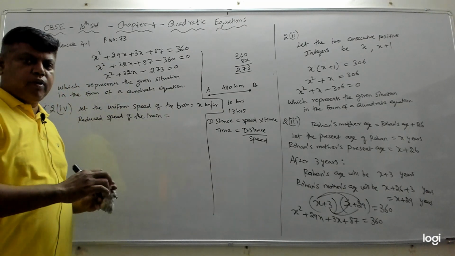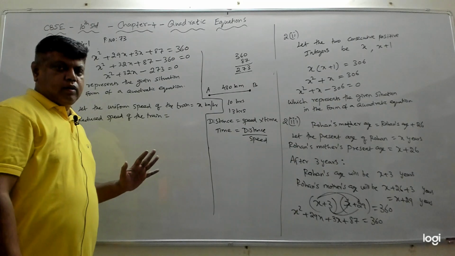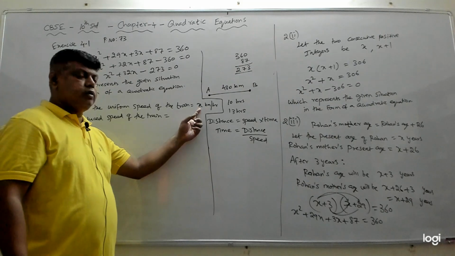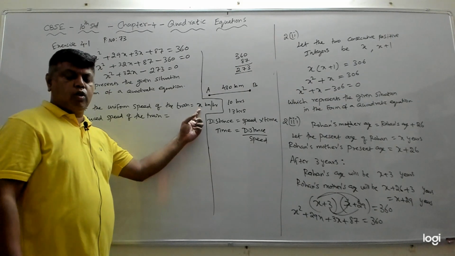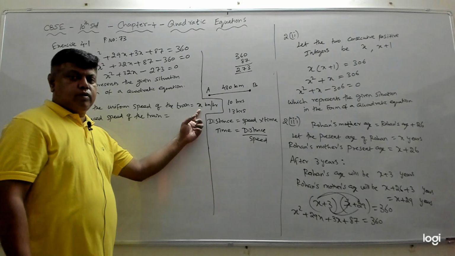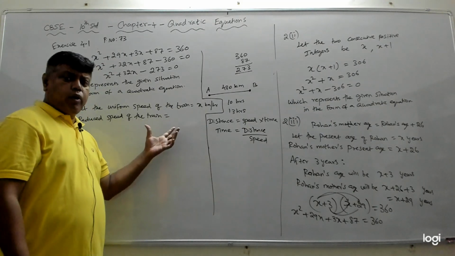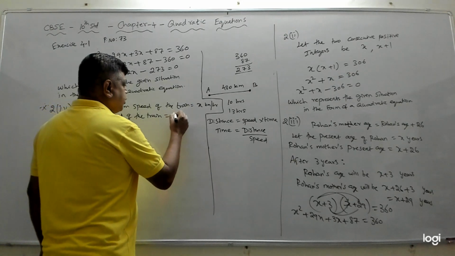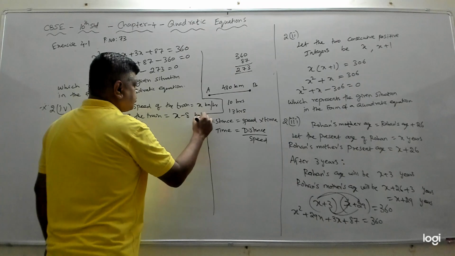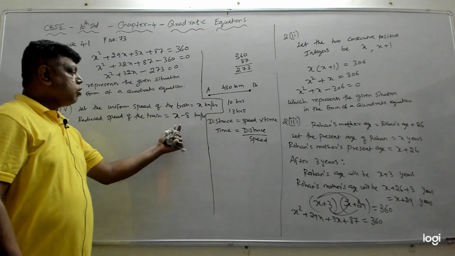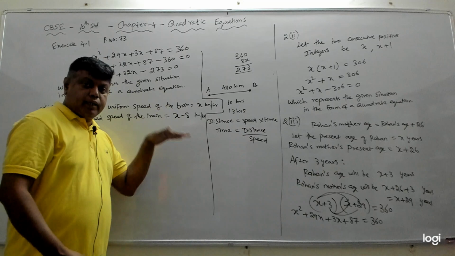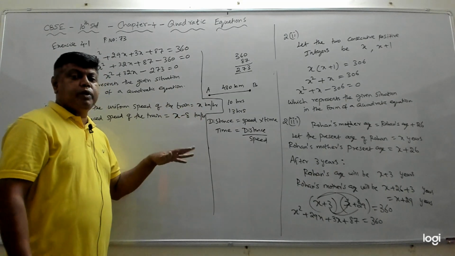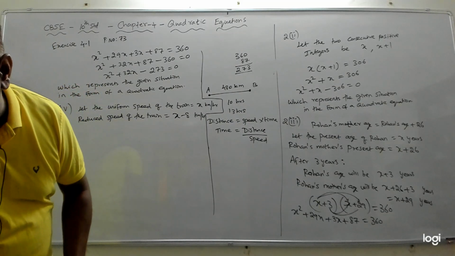Generally it goes at the speed of x kilometers per hour, but someday it is going 8 kilometers per hour less than the usual speed. This is the usual speed, x kilometers per hour. Now it is going 8 kilometers per hour less than the usual speed, which means the reduced speed is x minus 8 kilometers per hour. So the reduced speed will be x minus 8, because the speed is reduced.